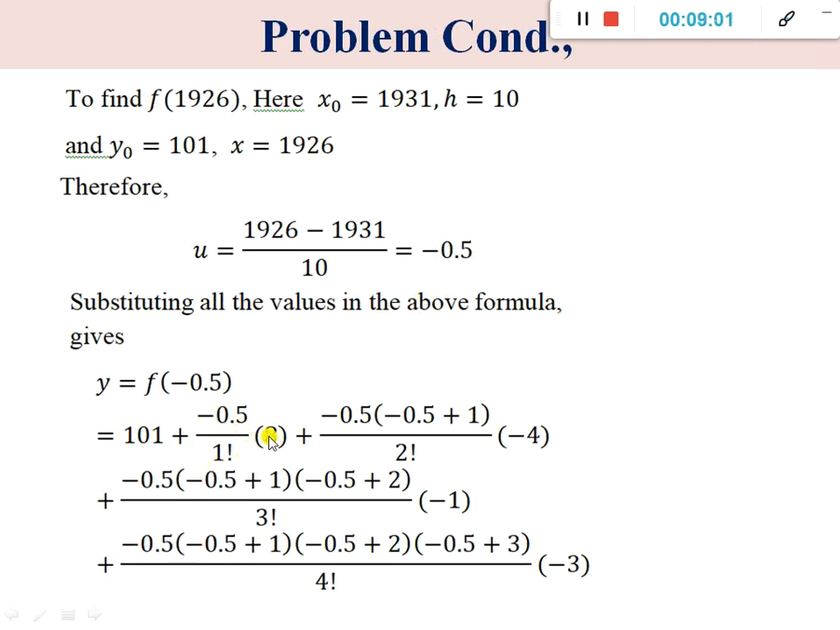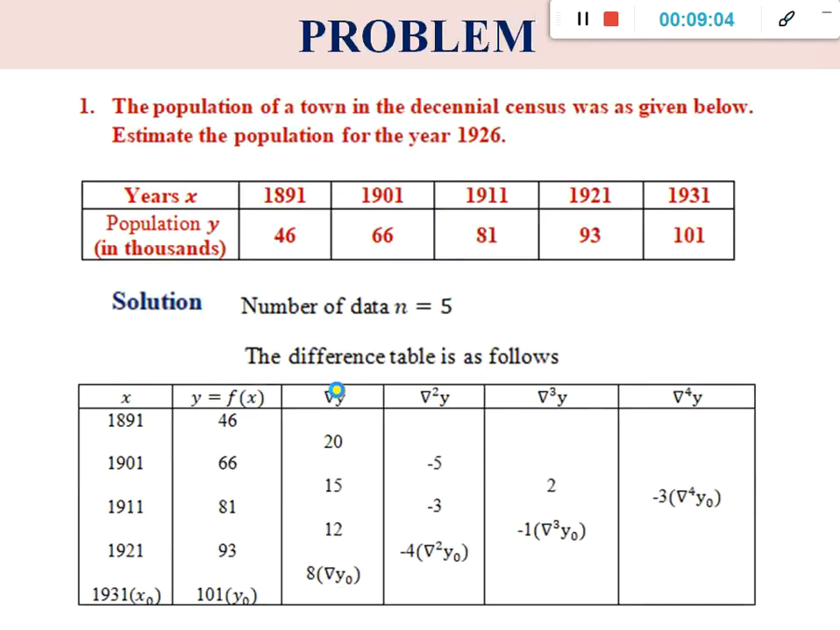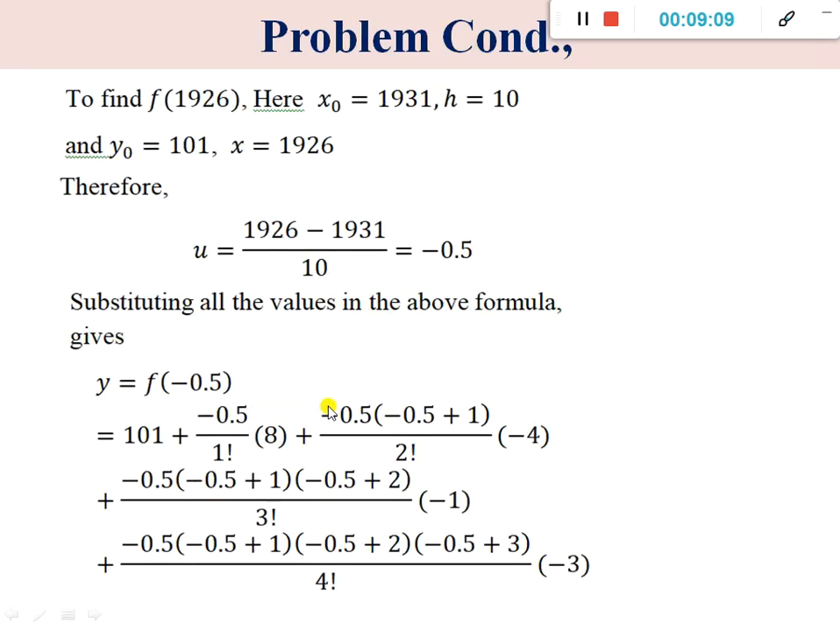Now the initial value y naught from the table I am getting 101, plus u value minus 0.5 by 1 factorial into delta y naught, from the table delta y naught is 8, plus u into u plus 1 by 2 factorial into delta square y naught, value minus 4, plus the next term u into u plus 1 into u plus 2 by 3 factorial into delta cube y naught, value minus 1, plus the last one u into u plus 1 into u plus 2 into u plus 3 by 4 factorial into delta power 4 y naught.